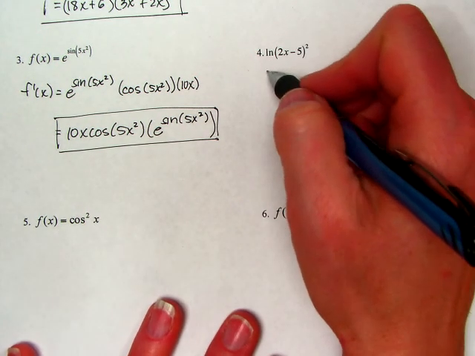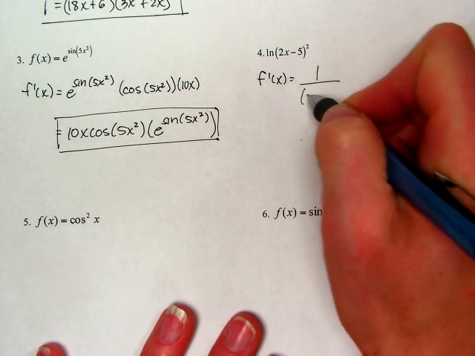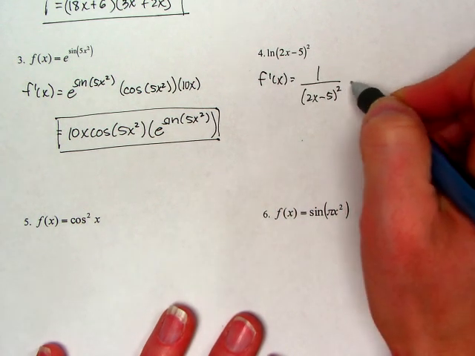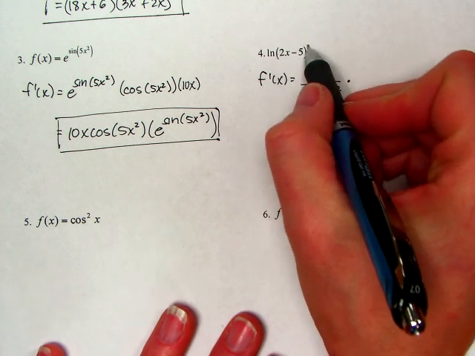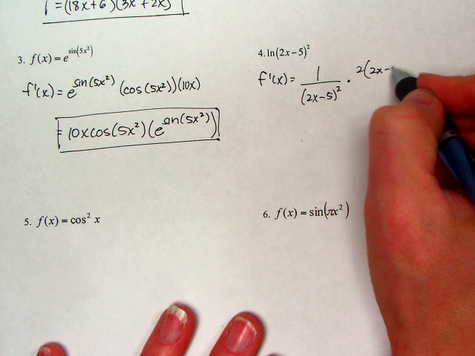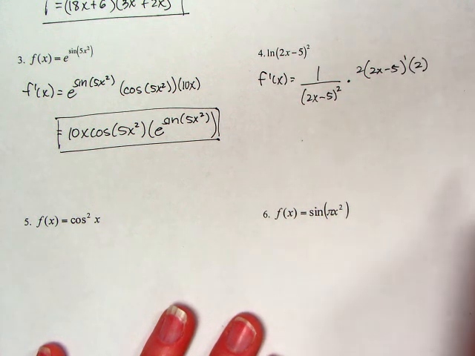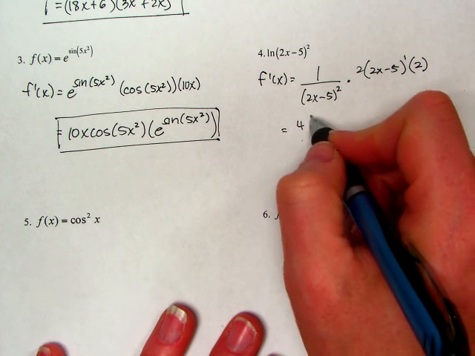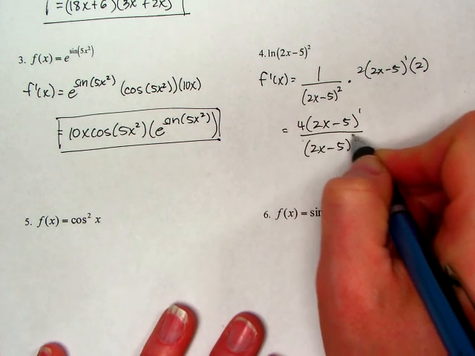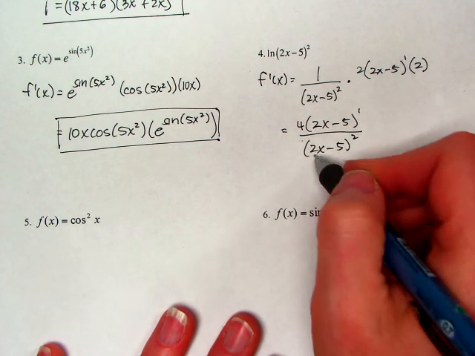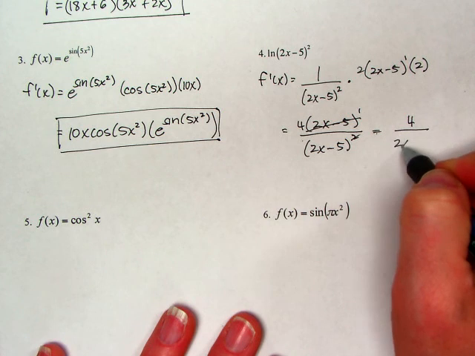The next one, we've got an ln. And anytime you do the derivative of an ln, it's just 1 over that thing. And we have to do the derivative of what's inside, which would be the parenthesis part. So looking at that, I'm going to pull the 2 in front. Doing a chain rule to the first power. And I need the derivative of what's inside. So I'm going to have 4, 2x minus 5 to the first, over 2x minus 5 squared. So since they each have a 2x minus 5, I can take out one of them, and I'd be left with 4 over 2x minus 5.